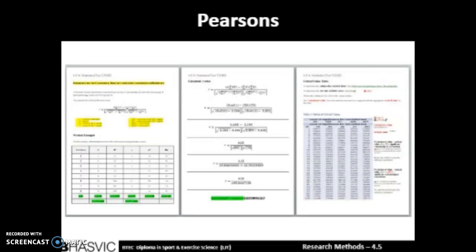With the Pearson's test, you start off by having to fill out the table where you need to find the sum of x for the participants.